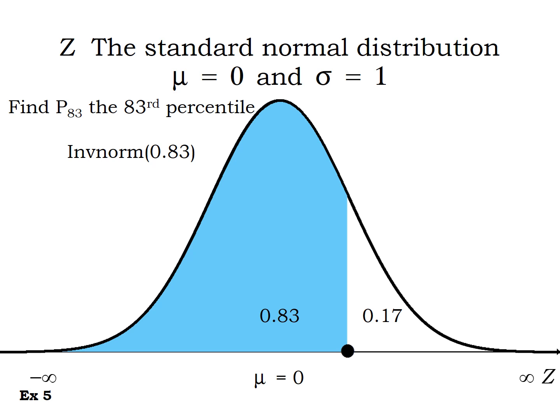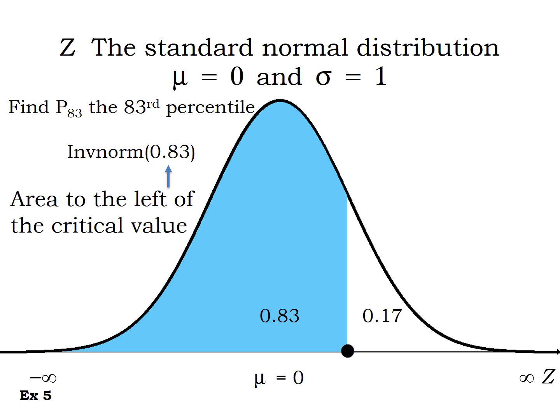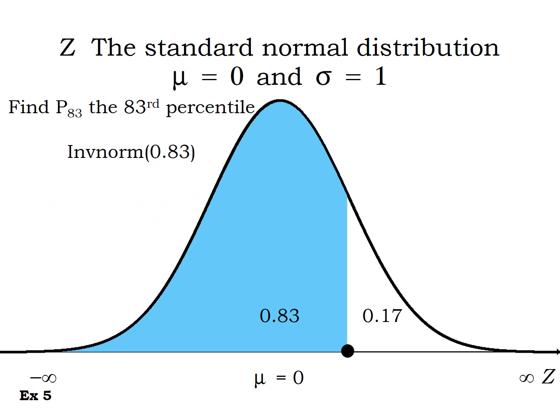We're going to find this on the same menu where we found the normal CDF, just a little further down. When we use the inverse norm, we have to tell the calculator the area to the left of the critical value. That's how they programmed it, so that's what we have to do. And when we execute this, we're going to get 0.95. So 0.95 is the z-score. It's not a probability.